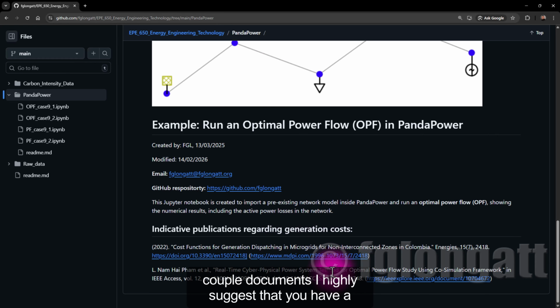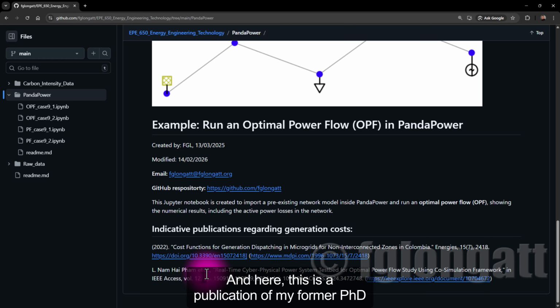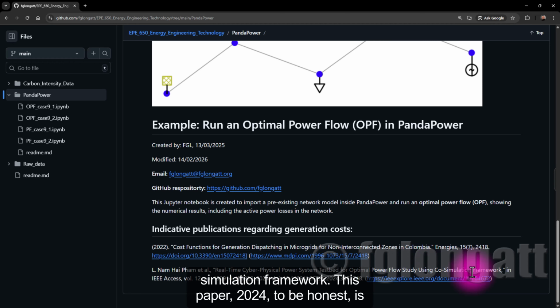Over here, there are a couple of documents. I highly suggest that you have a look. This is a publication, Cost Function for Generation Dispatching in Microgrids for Non-Interconnected Zones in Colombia. In this publication you can see some cost functions, especially for renewables. And here, this is a publication of my former PhD student and very good collaborator, Lee Nam Pham. Basically, the title is Real-Time Cyber Physical Power System Testbed for Optimal Power Flow Study using Cost Simulation Framework.